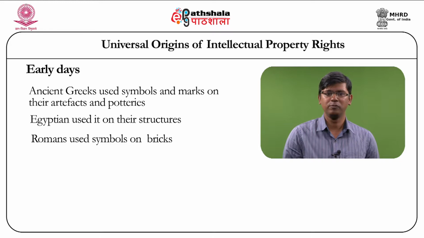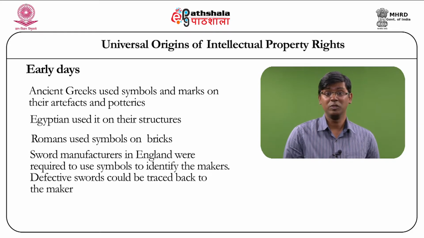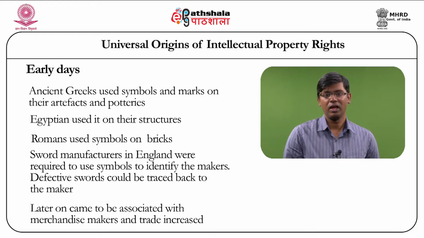So largely you would find symbols and marks on swords, potteries, etc. For instance, the sword manufacturers in England were specifically required to use symbols to identify the makers. If there was a defective sword, it could actually be traced back to the maker. Later on, marks came to be associated with merchandise makers as trade increased.